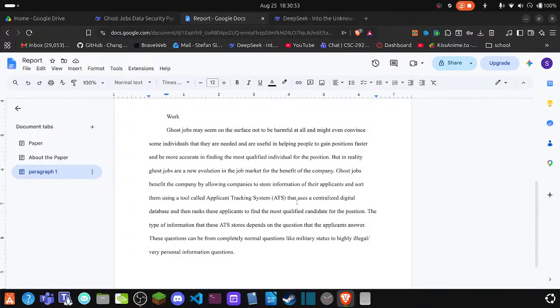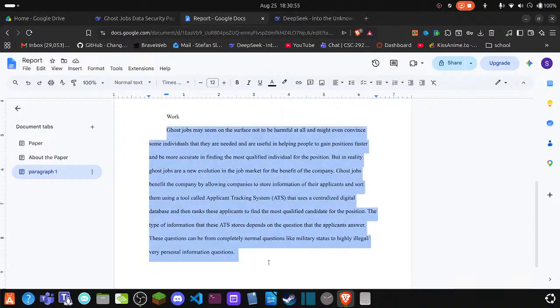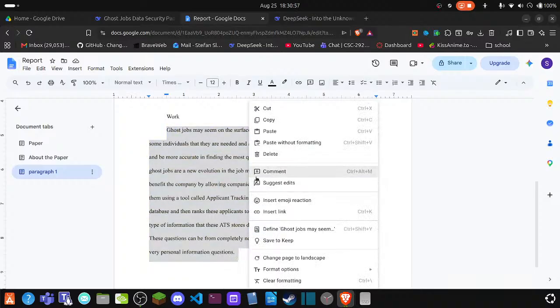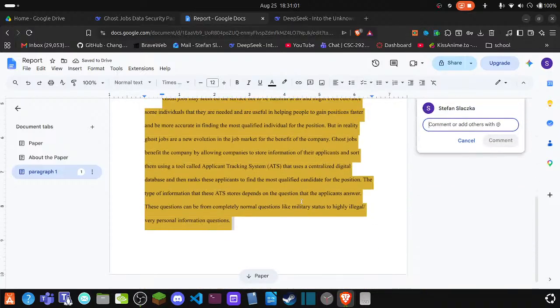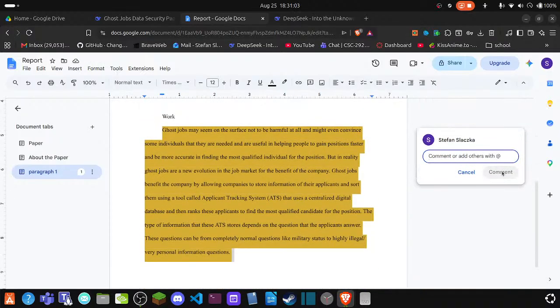So this one kind of just makes the framework of them storing this information. And then on my next paragraph, I can talk about data breaches and stuff. So this is about storing.